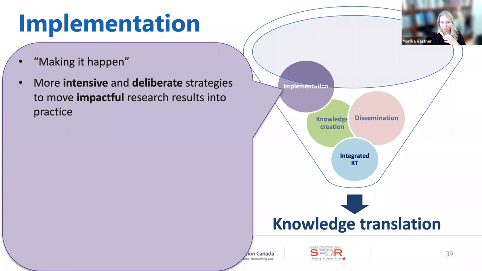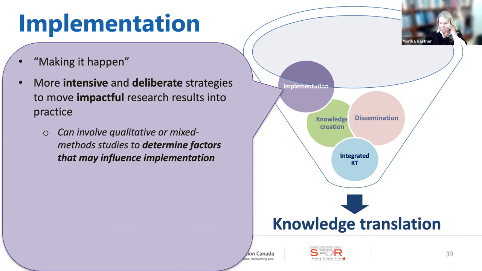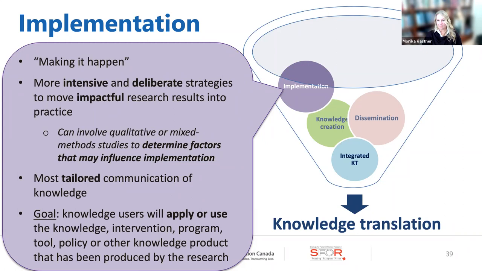It involves more intensive, deliberate strategies to move effective and impactful research results into practice. It can involve actually conducting studies to make implementation happen. This is where we could conduct some qualitative interviews and some surveys to figure out what factors may influence implementation, and then use the results of that work to tailor-make strategies that will actually get that result into action. So it's a more tailored communication of knowledge. Our goal with this activity is to have people use and apply that knowledge, intervention, whatever that thing is that you're working on, in practice or policy.